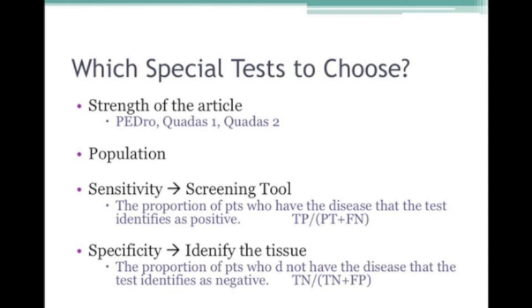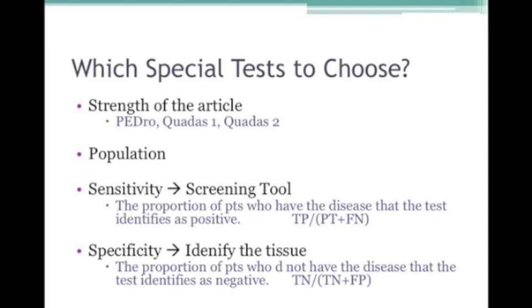So how do we test which special tests we're going to use? Well, we've got to go to the research. The strength of the article is the first thing you have to look at. Look at PEDro, QUADAS-1, QUADAS-2. They're good ways to see how strong the article is. Then, does the population match your population? I like to look at overhead throwing athletes when I'm looking at the shoulder, so I've got to make sure that the study was done in an active overhead throwing population.